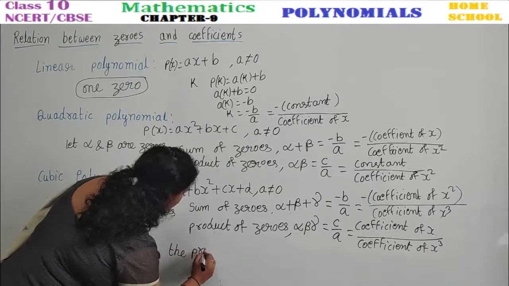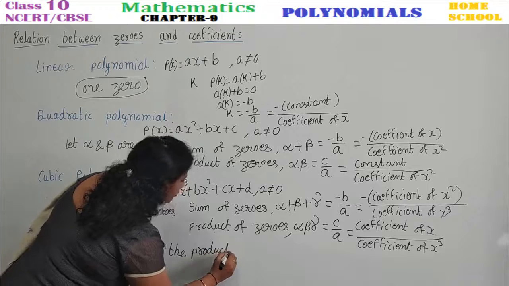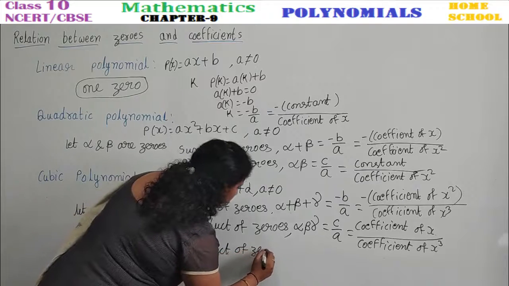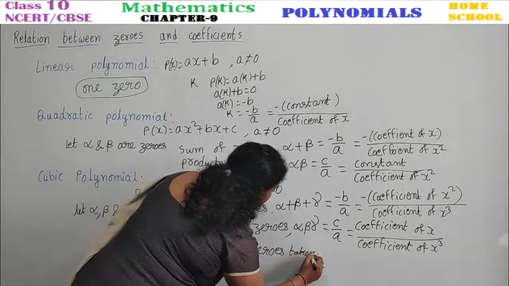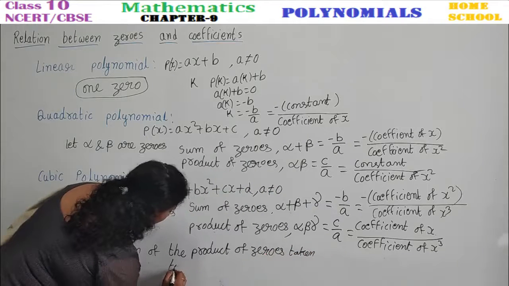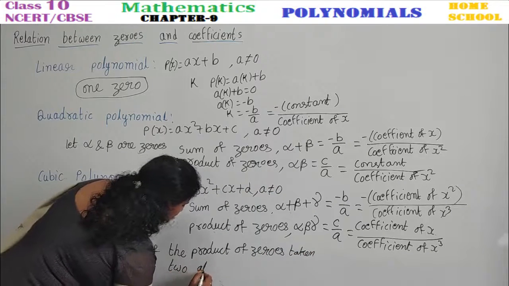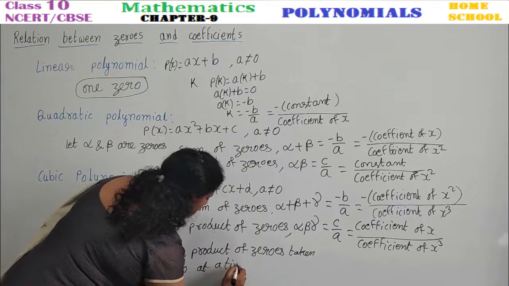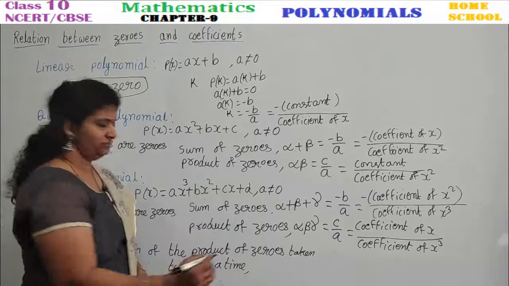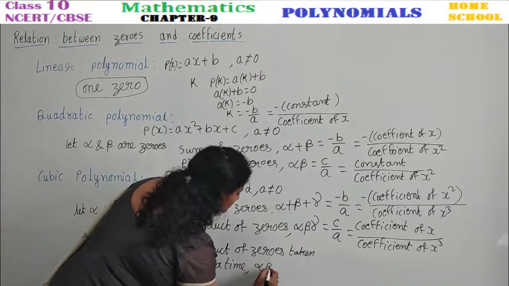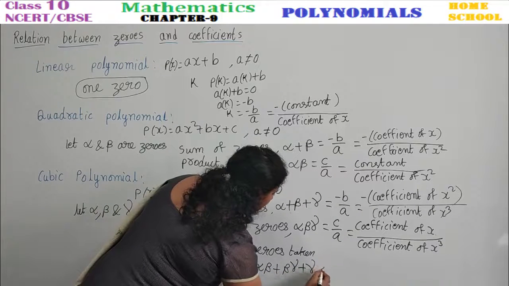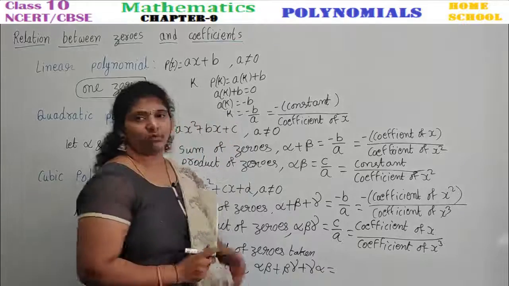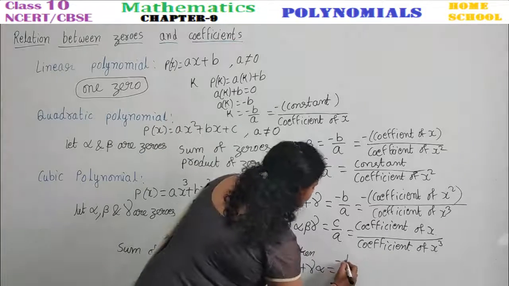Sum of the product of zeros taken 2 at a time. Two zeros at a time, children. Means, how will the relation be here? Alpha beta plus beta gamma plus gamma alpha is equal to minus d by a.